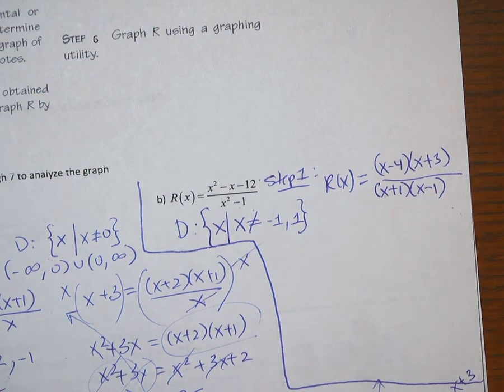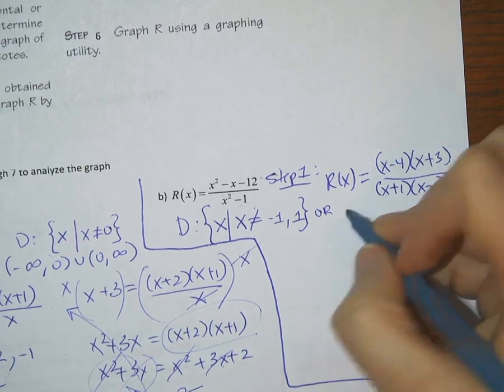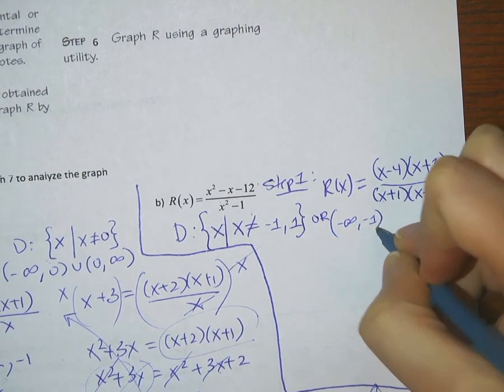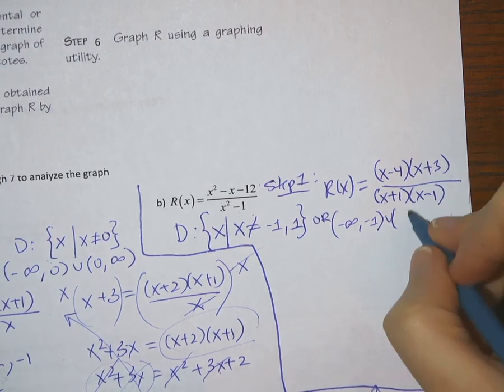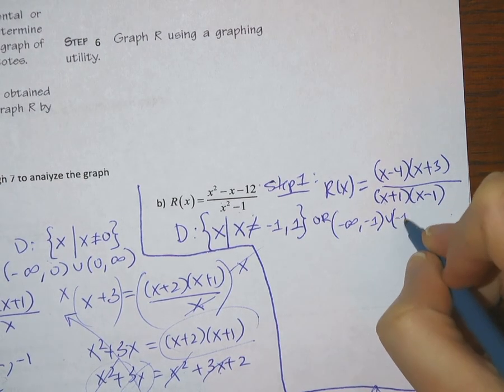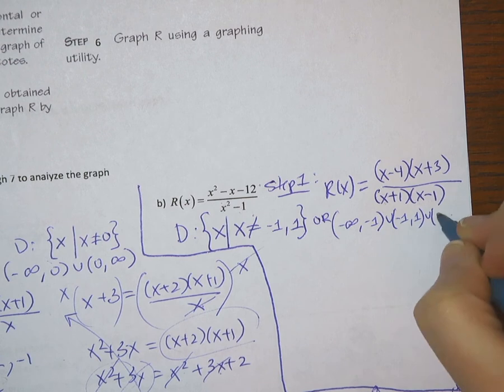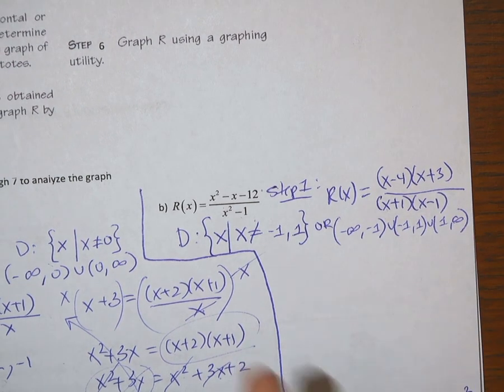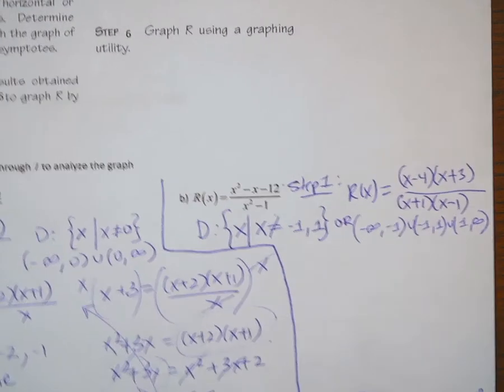If I want to write this in interval notation, I could also say from negative infinity to negative 1, union with negative 1 to 1, union with 1 to infinity. So everywhere excluding negative 1 and positive 1 for x. Okay? Good. Moving on to step 2.